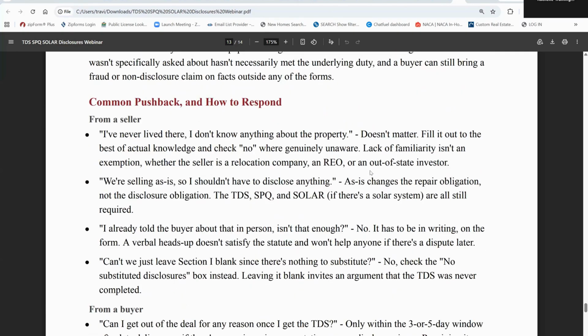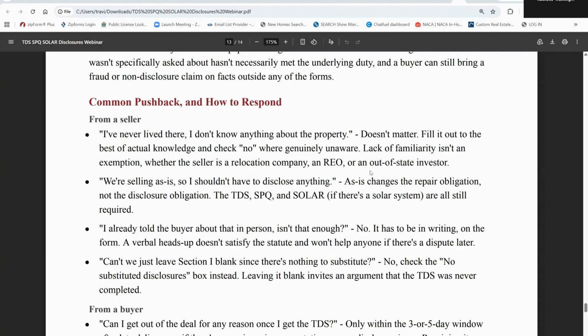Common pushback and how to respond from a seller. I never lived there. I mean, I hear this one all the time. I never lived there. I don't know anything about the property. It doesn't matter. Fill it out to the best of the actual knowledge and check no where genuinely unaware. Lack of familiarity isn't an exemption, whether the seller is a relocation company, REO, or an out-of-state investor.